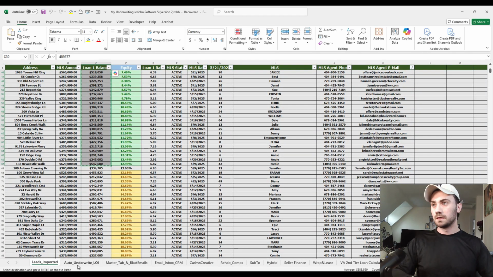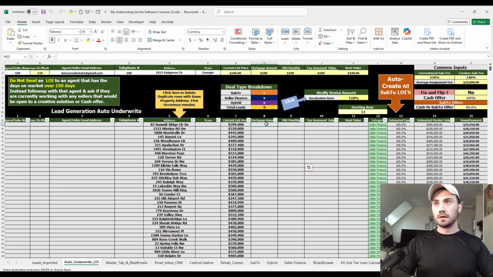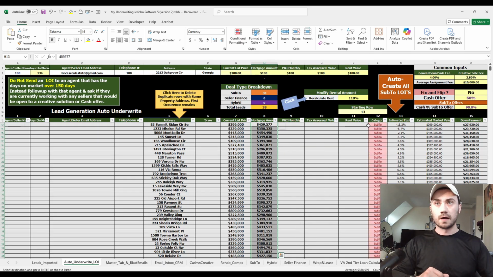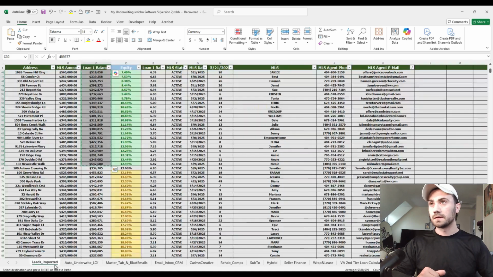Let's click Control C. Let's right click on our mouse and click on the value selector here. So now we can see here that the subject to category has already been auto populated for us from the auto underwrite. So we are confident that we are working with a subject to transaction.